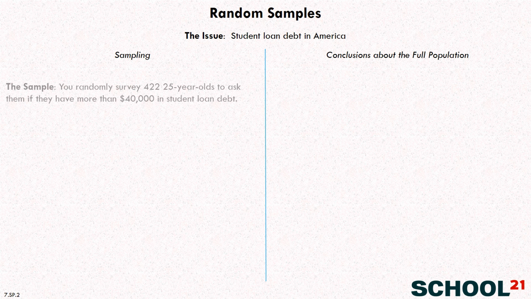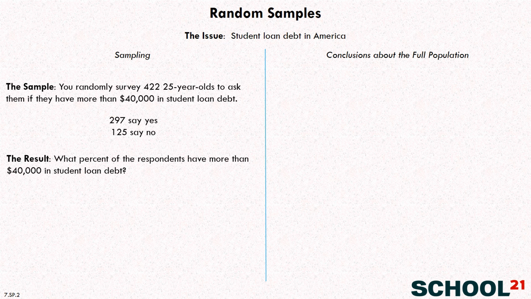So let's pretend we did a study here. You randomly survey 422 25-year-olds to ask them if they have more than $40,000 in student loan debt. Okay? And the results are 297 say yes and 125 say no. Okay, great. So now how do we represent that result?